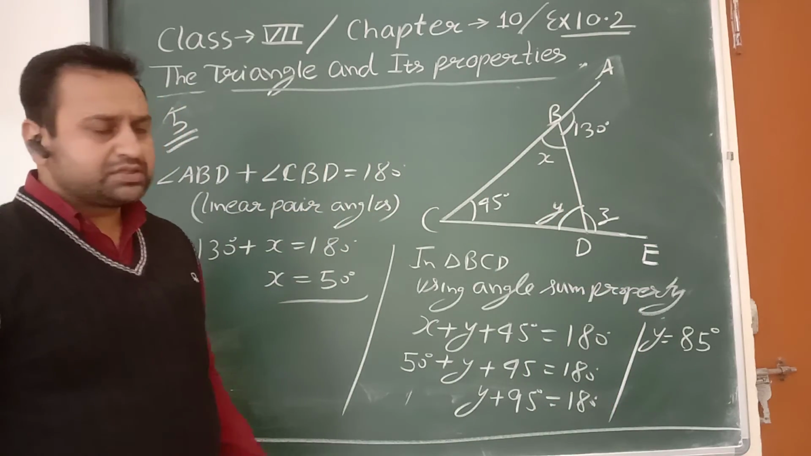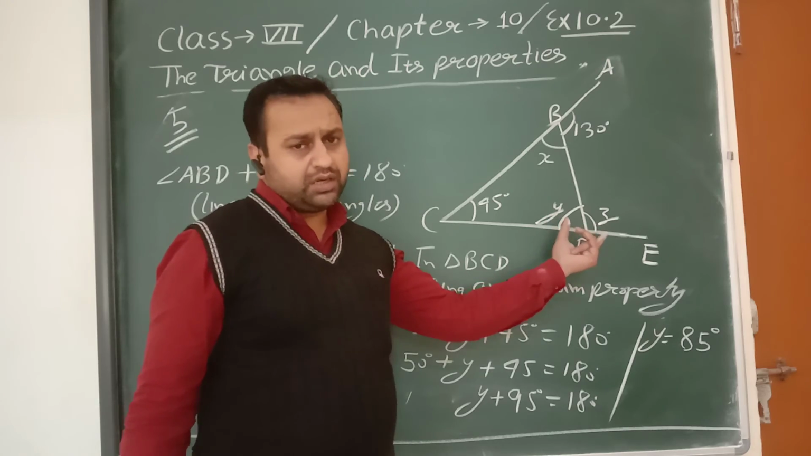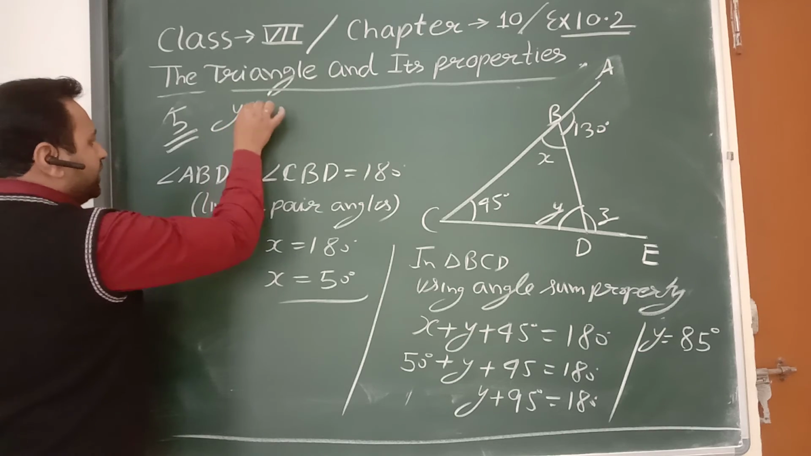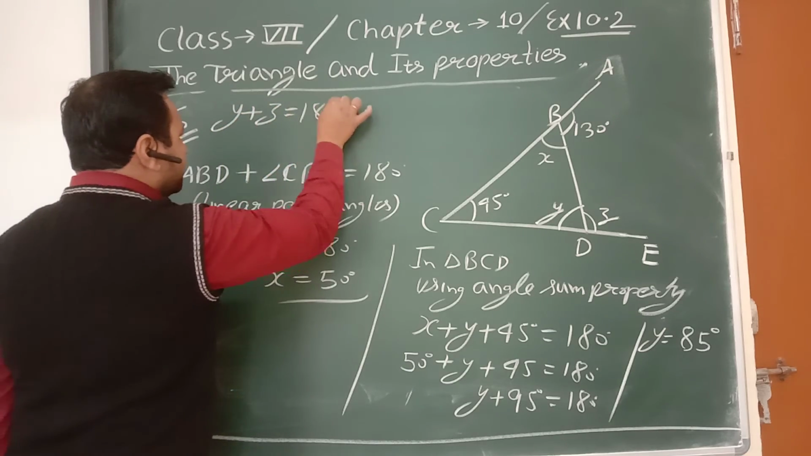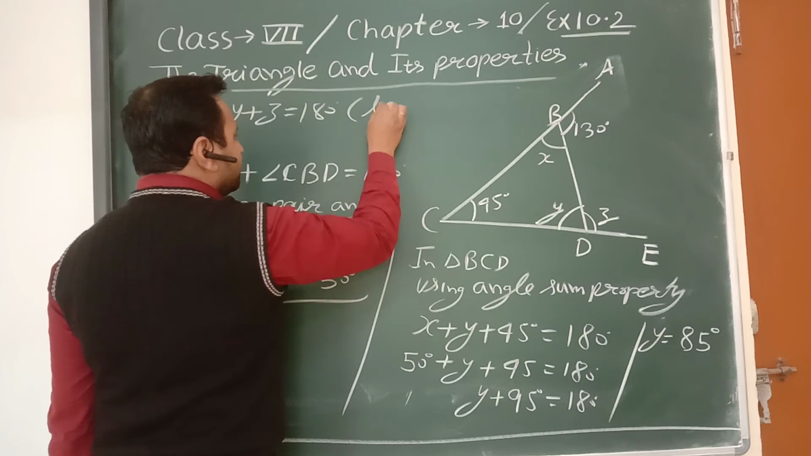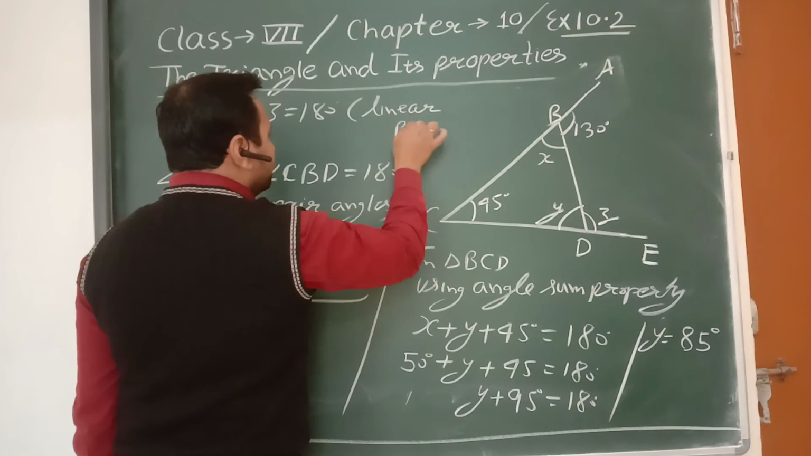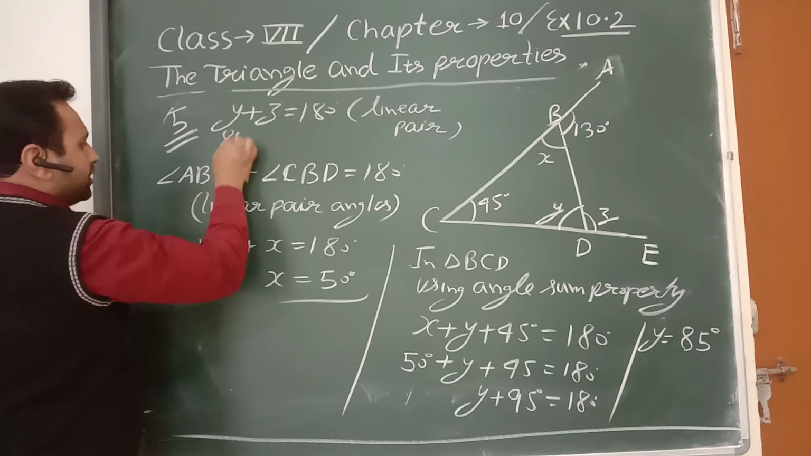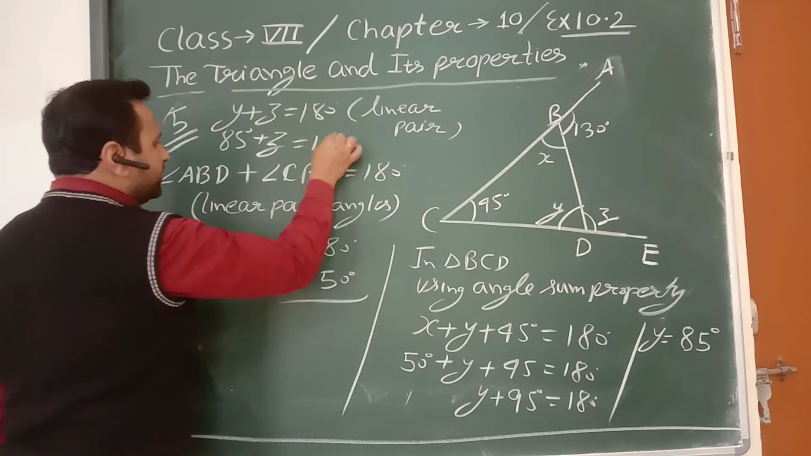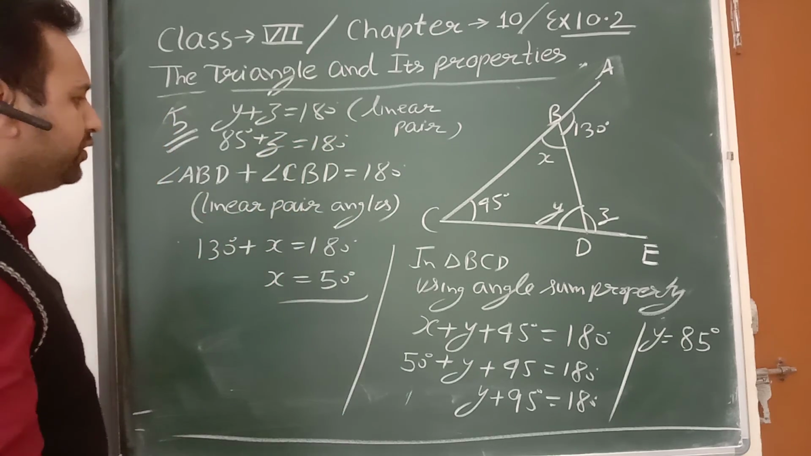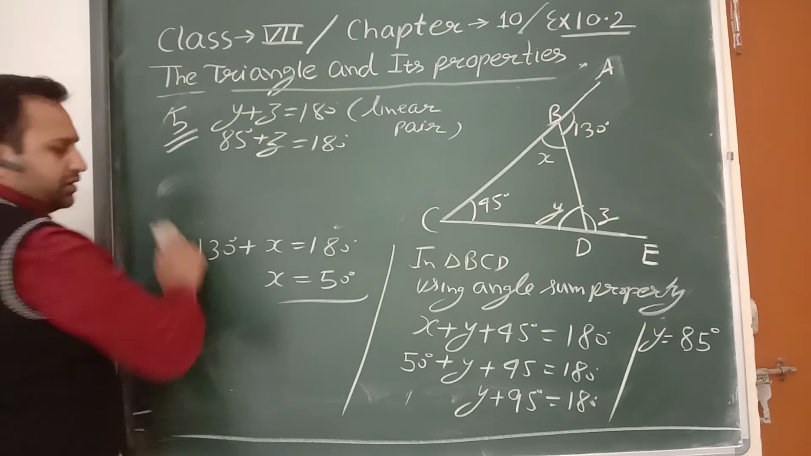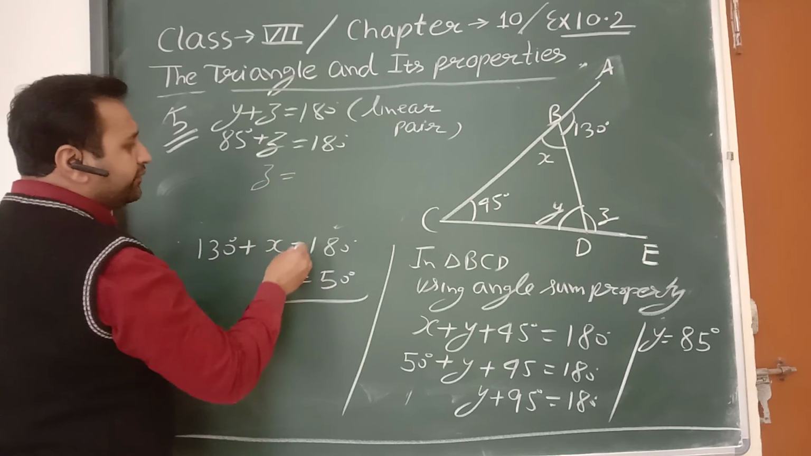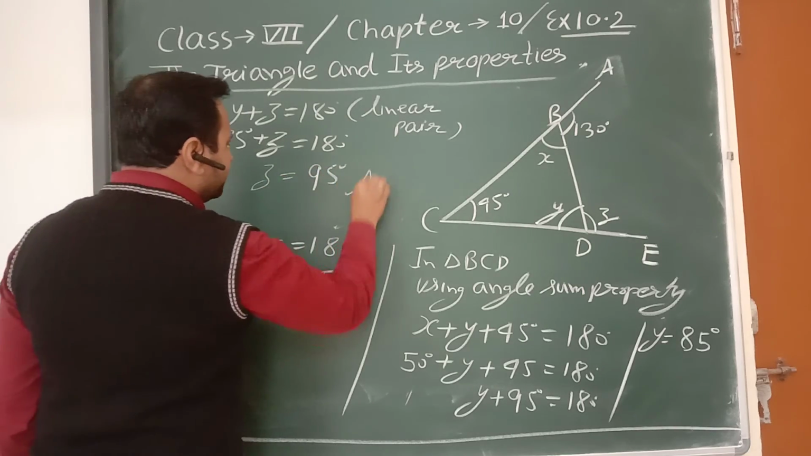Now we have to calculate z. So again we can use the linear pair property between y and z. Y plus z is equal to 180 degrees, using linear pair angles. Y we have already calculated as 85 degrees, plus z is equal to 180 degrees. So what is the value of z we obtained? The value of z obtained is 95 degrees.